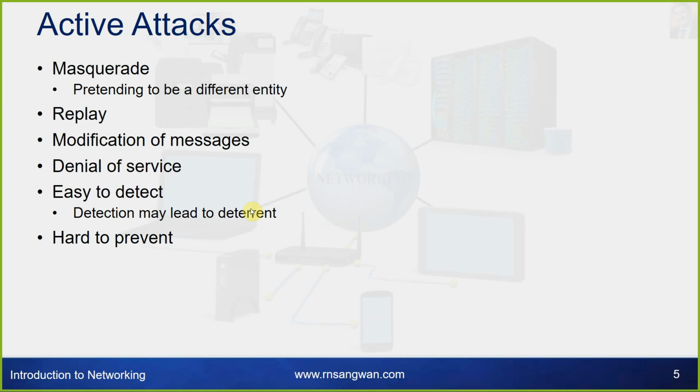Active attacks: masquerade, pretending to be a different identity than who they actually are. Replay, modification of messages, denial of service, easy to detect. Detection may lead to deterrence, but they are hard to prevent.